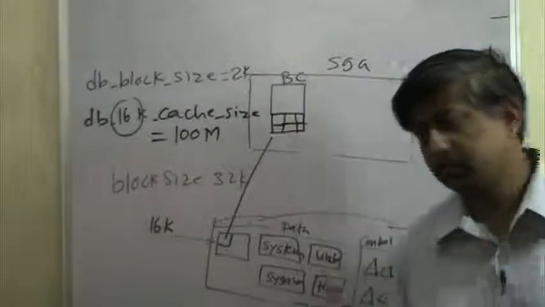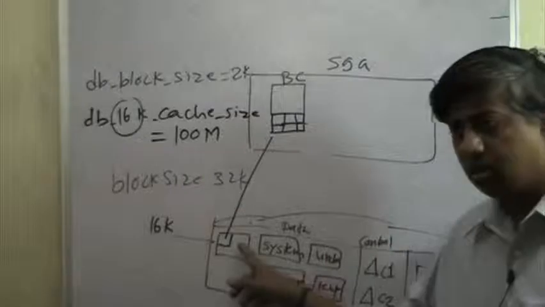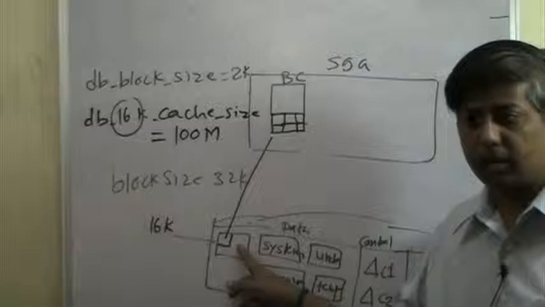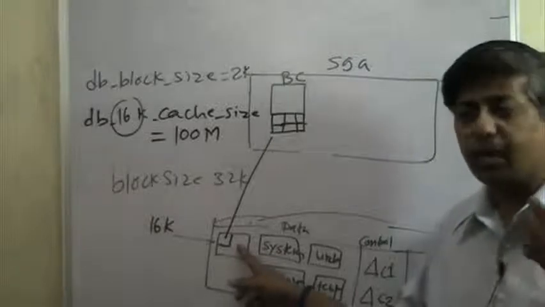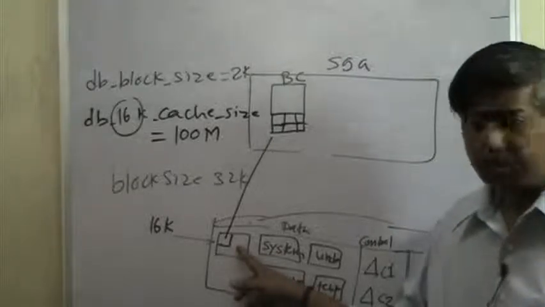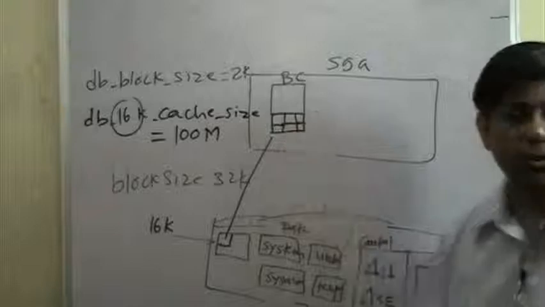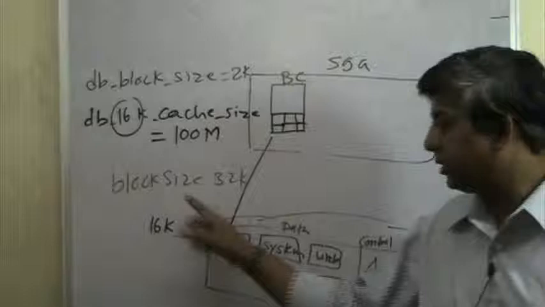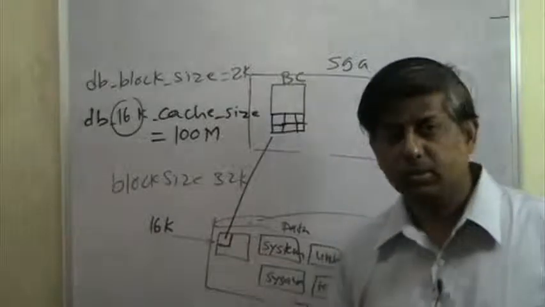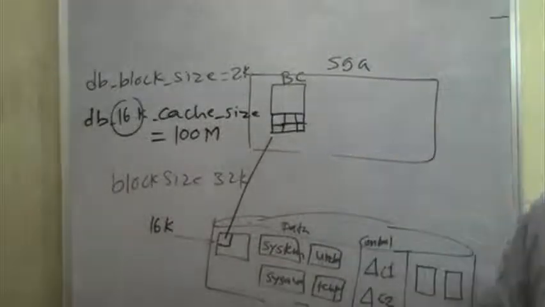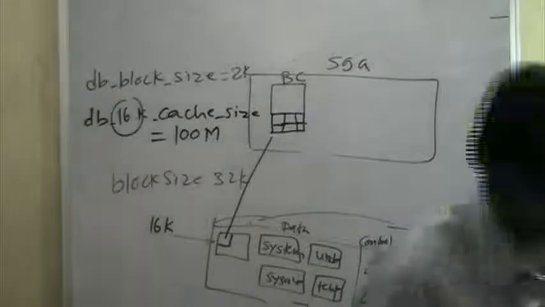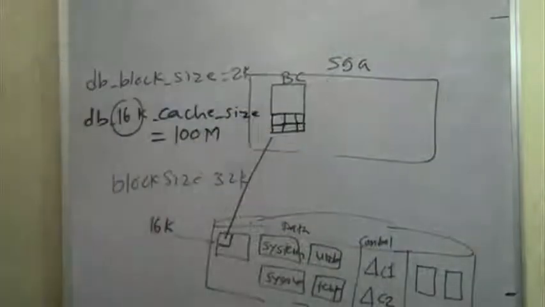If that tablespace is not accessed, that space will not be used by others. So if there is a table called employee in this tablespace and nobody has written any query on that employee table, then this space will not be utilized. That is, this is reserved only for the 16K blocks. So that is the discussion about the block sizes.